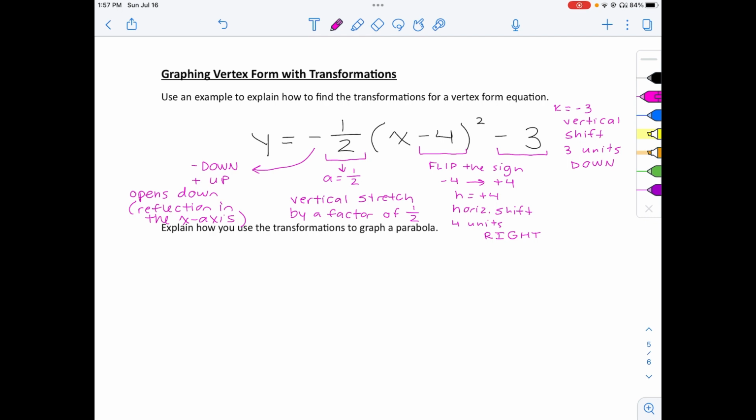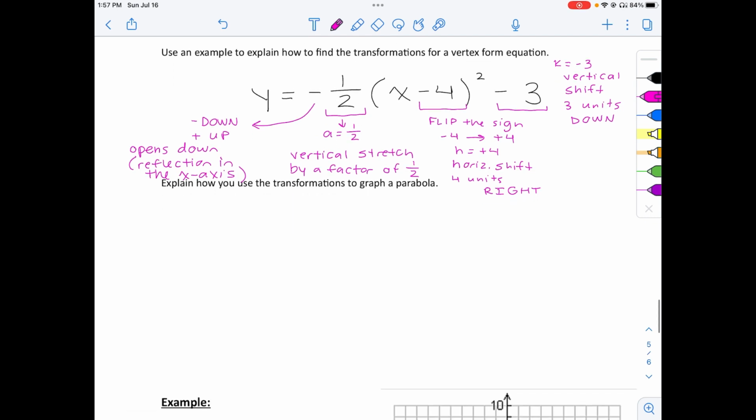Okay, and if you need further explanation about how I can tell all those things, then make sure you've watched the previous video on determining transformations from vertex form. So based on this vertex form of the equation, we are going to see how we can graph the parabola on a Cartesian plane. I'm going to rewrite my equation here just so we can see it. So we'll have y equals -1/2 (x minus 4) squared, subtract 3.